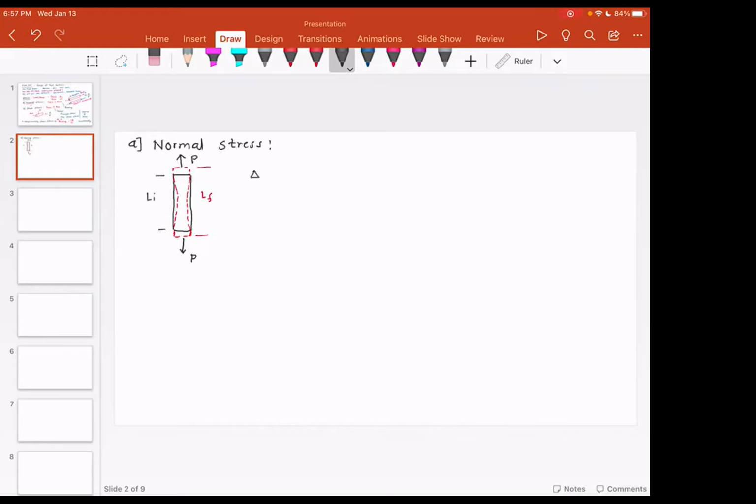And delta L is the change in the length, which is final length minus initial length. Strain is given as epsilon, that is change in the length divided by initial length. And strain is a dimensionless quantity.